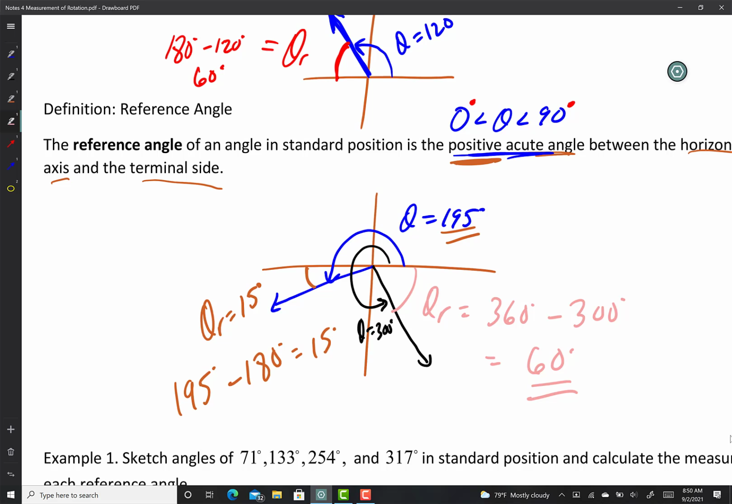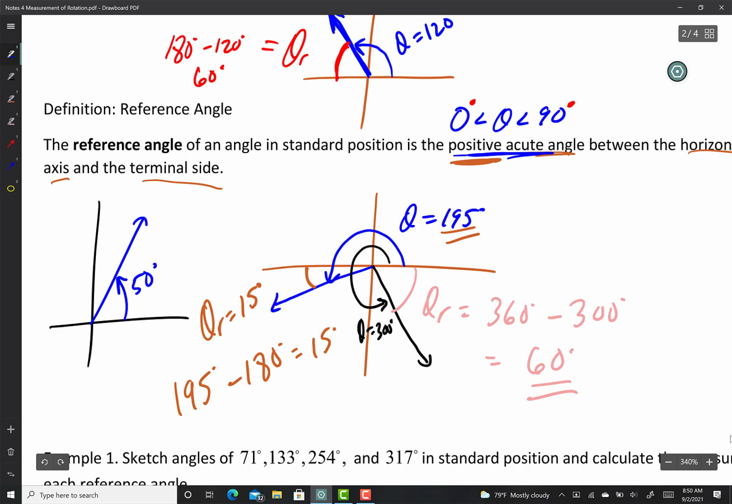We haven't done one in quadrant 1. I'm going to exaggerate quadrant 1. Say my favorite number, 50 degrees. What's my reference angle here? 50. It's the same because it's under 90. It's in quadrant 1, with respect to the x-axis, so it's just 50. So quadrant 1 is the same. Quadrant 2, you subtract from 180 to figure out your reference. Quadrant 3, you take your angle and subtract 180 from it. And in quadrant 4, you're that many degrees away from a revolution, so 360 minus your angle.